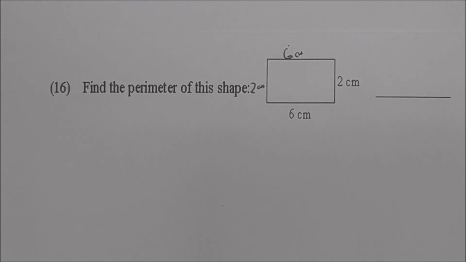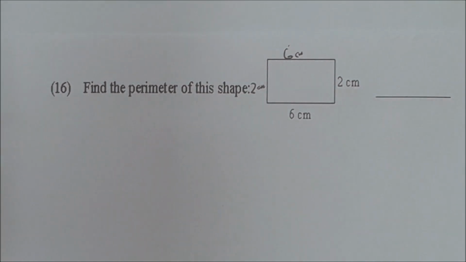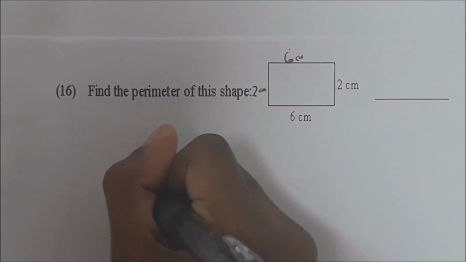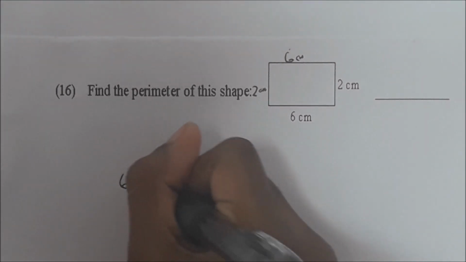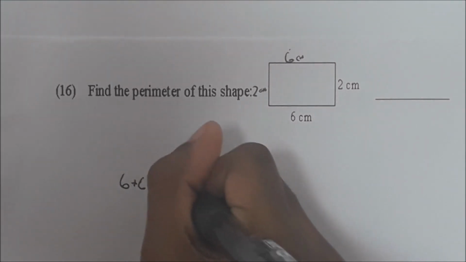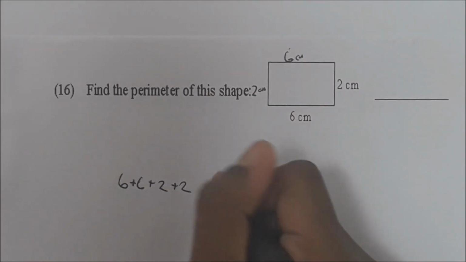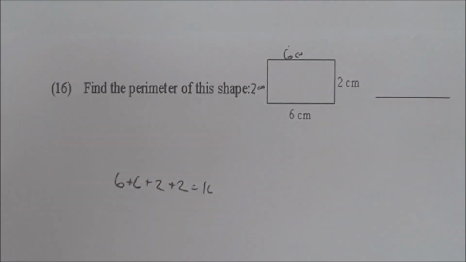Now write the numbers you're going to add for the perimeter right below it. Don't add it yet. Show me the numbers first. 6 plus 6 plus 2 plus 2 equals 16. 6 and 6 is 12, and 2 is 14, and 2 is 16. So put 16 centimeters on the answer line.